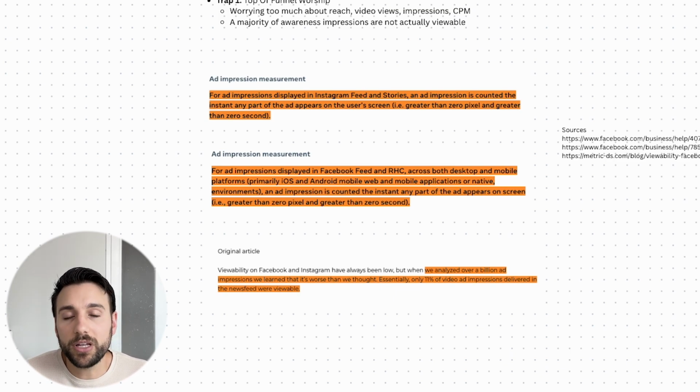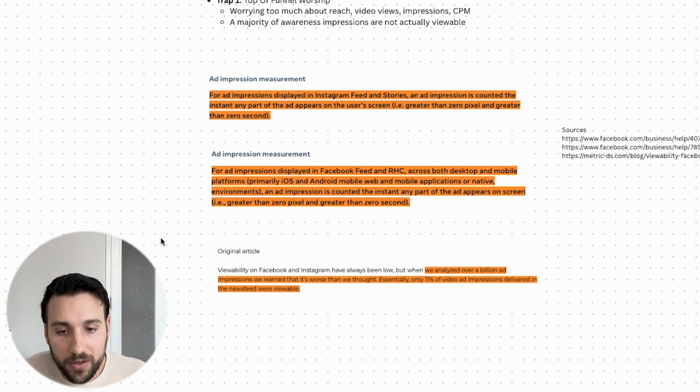without you even realizing what the ad is about. You could see the corner of the screen of the ad, the topmost corner, and it could be counted as an impression. Now let's read Facebook. For ad impressions displayed on Facebook feed and RHC across both desktop and mobile platforms, an ad impression is counted the instant any part of the ad appears on screen, greater than 0 pixels and greater than 0 seconds.